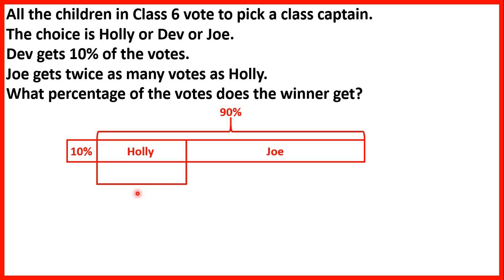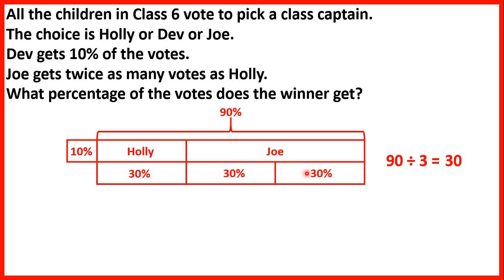Now we know that Joe gets twice as many as Holly, so we can draw 2 bars the same size as Holly's bar. So these 3 bars together must be 90%. And if 3 bars are 90%, we can work out the value of each bar by dividing by 3. 90 divided by 3 is 30, so these bars here are all representing 30%.